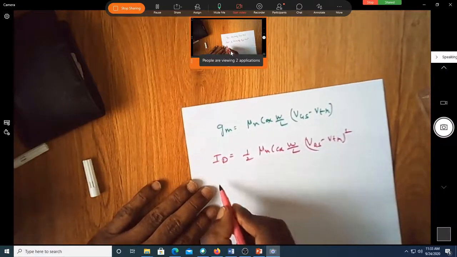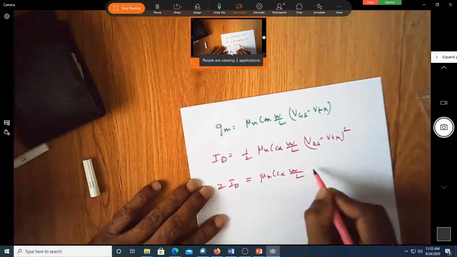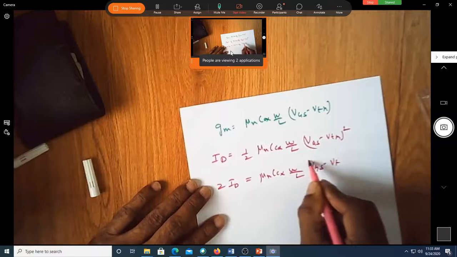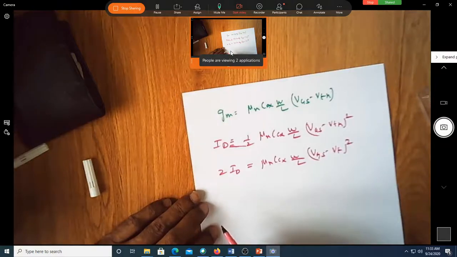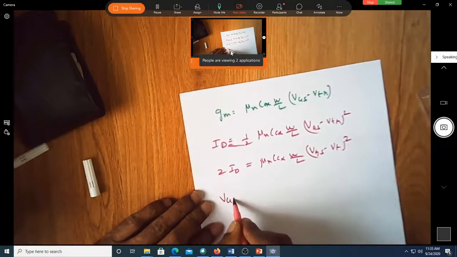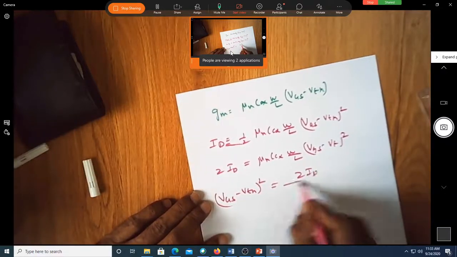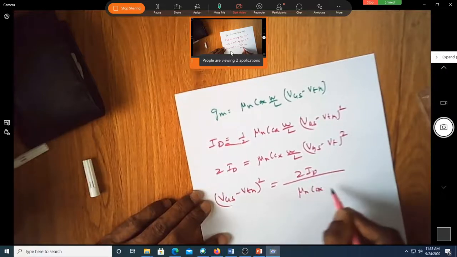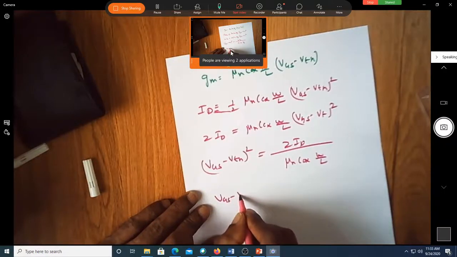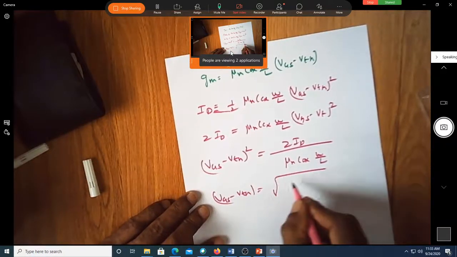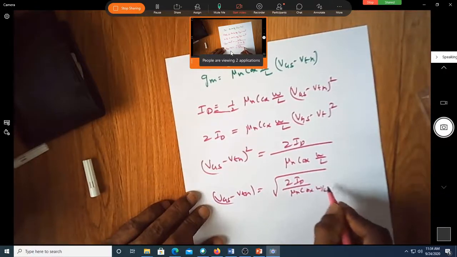Correct. So shall I write it as 2ID is equal to mu n Cox W by L times (VGS minus VTH) whole square? I just simply put this back here. Can I? Yes, sir. Shall I do now? (VGS minus VTH) whole square is equal to 2ID by mu n Cox W by L. Can I now write VGS minus VTH is equal to under root of 2ID by mu n Cox W by L?